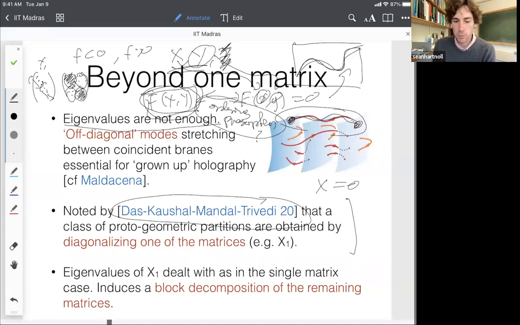But then the real question is, what are you supposed to do with these off-diagonal operators? I think they didn't really answer that question. They said you could put them on one side or you could put them on the other side. So what I want to talk about now is what we should do with these off-diagonal modes. Once you have more than one matrix, you have to do something with the off-diagonal modes. I want to tell you what I think is a nice story about those.